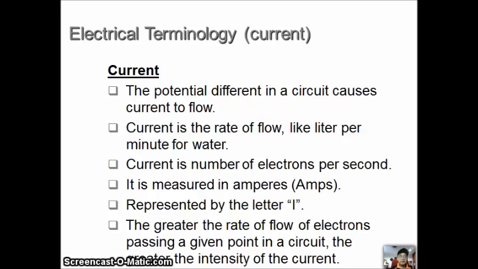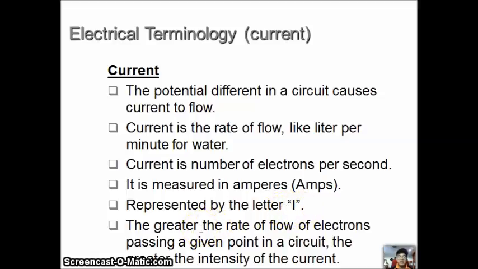What is current or current flow? It is a measure of the rate of flow of current or electrons, depending on which convention you use. When you have potential difference in a circuit, then the current will be produced. And current is also defined as the number of electrons flowing per second. This is the rate, because you have time there. And the unit is amperes, represented by the letter I.